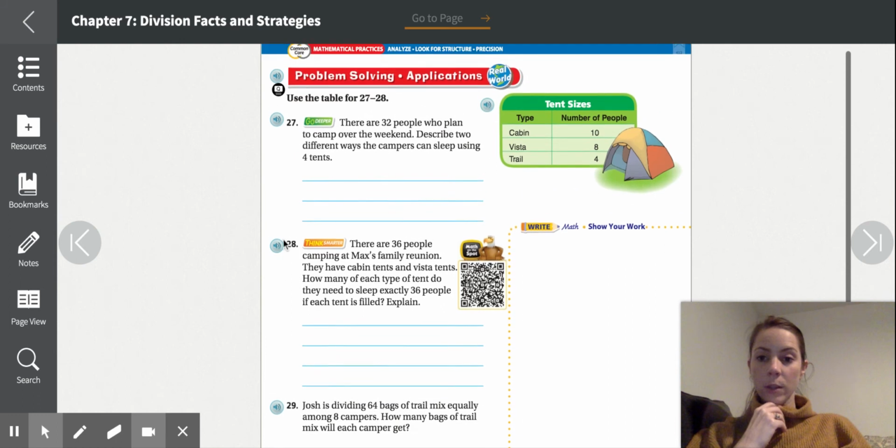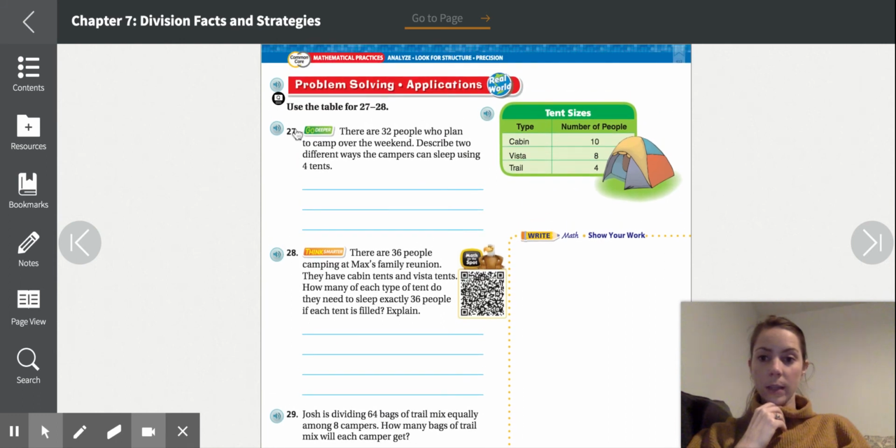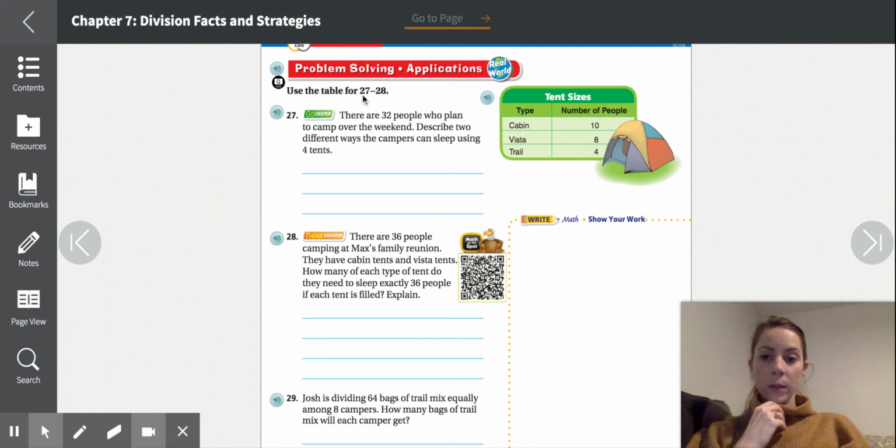Okay, so I'm going to start with the windy cities here with 27 and 28. All right, so it says we have to use this table to help us. There's 32 people who plan to camp over the weekend. Describe two different ways the campers can sleep using 4 tents. And when I look right over here, it says cabin, vista, trail. So I'm kind of confused right now how there's tents and then cabins and trails.